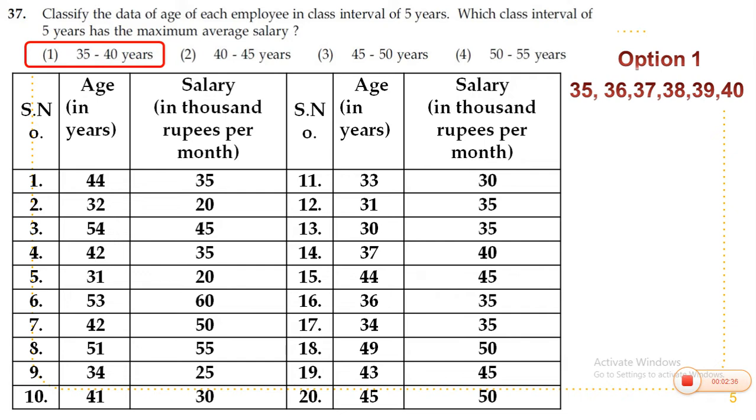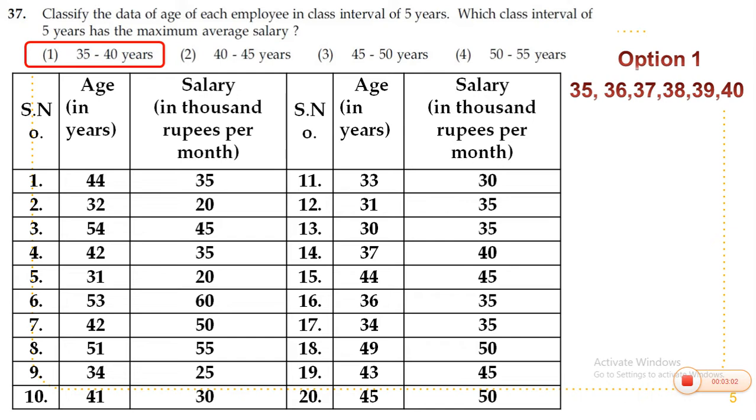So this is the first option, that is an interval of 5 years, from 35 to 40, and we have to find which class interval of 5 years has the maximum average salary. So the striking word in this question is the average, maximum average salary. That is the question really, right? So let's start with it.